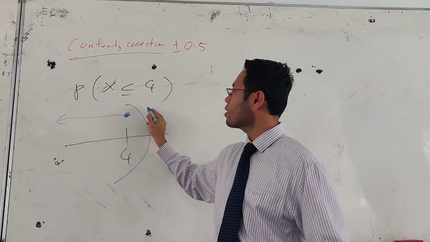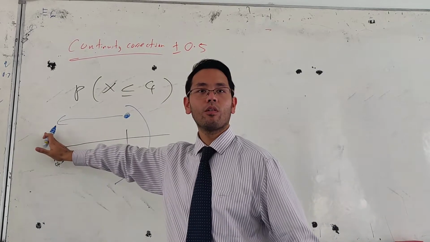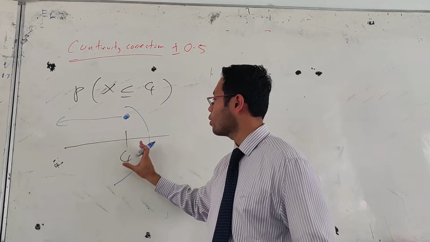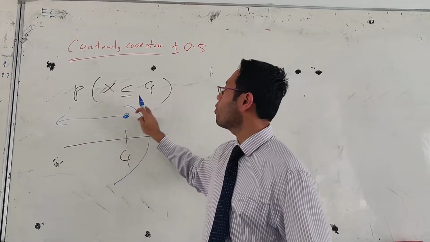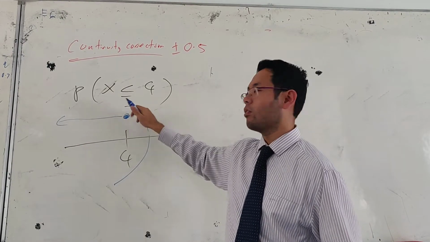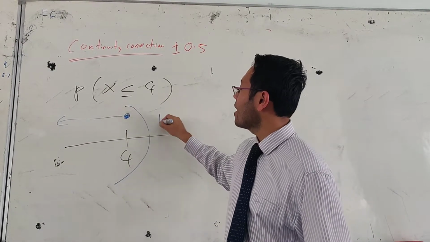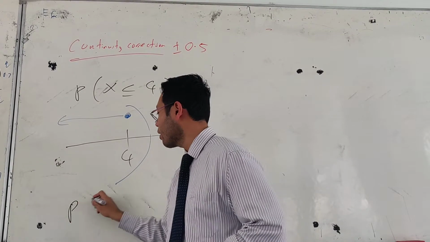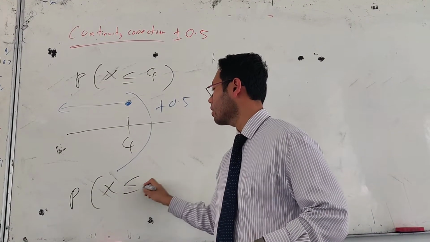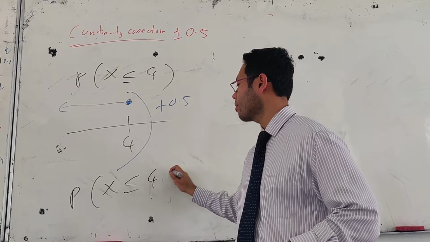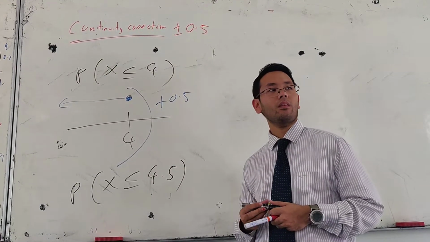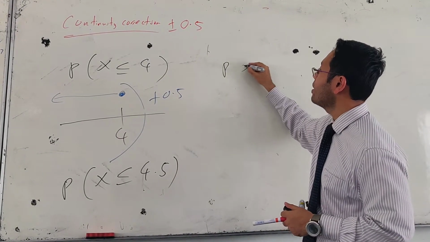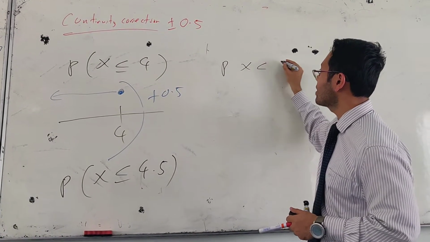Why am I going in this direction? Because I want to include the 4 in my arrow. Why do I want to include my 4? Because that's equal over here. Okay, if I'm going to this right side, I plus 0.5. So my x right now, after continuity correction, I'll get myself 4.5. Are you okay? Now what about this? P(X < 4), if I want it to be less than 4.